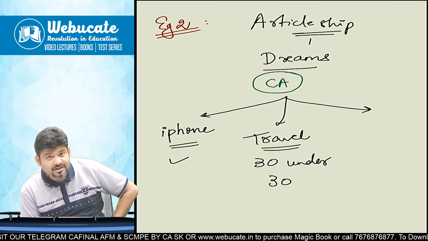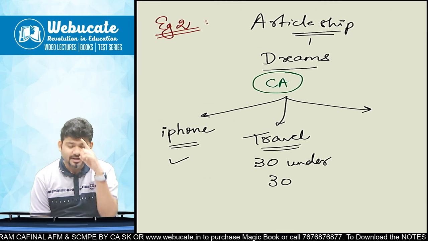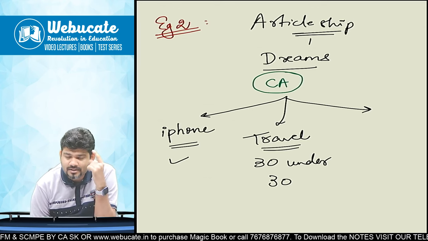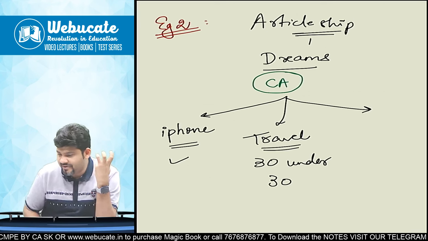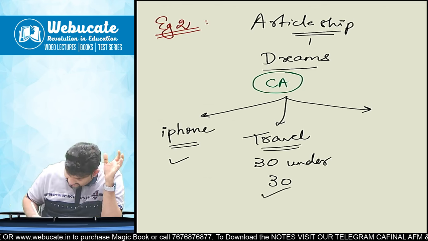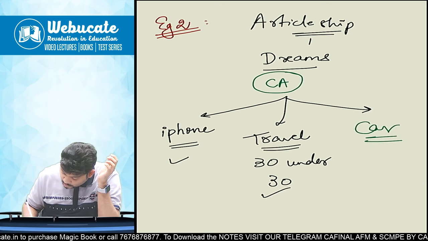Then travel 30 under 30 means I traveled 30 countries under 30, and I had this dream. Till the age of 25, I had not even traveled to a single country. But then for the next 5 years, I thought, chalo, now is the time, let's travel. So I completed this also. And then I also had one more dream, and that was to own a car.